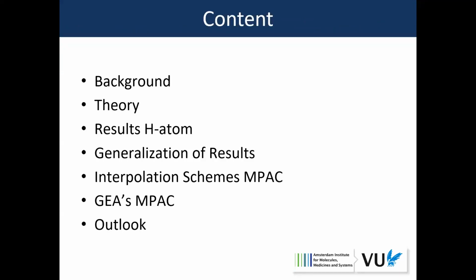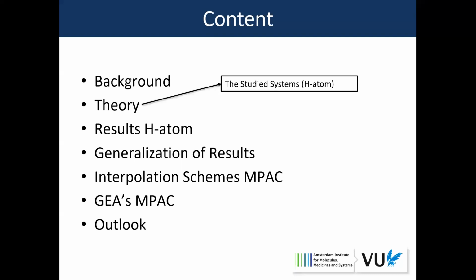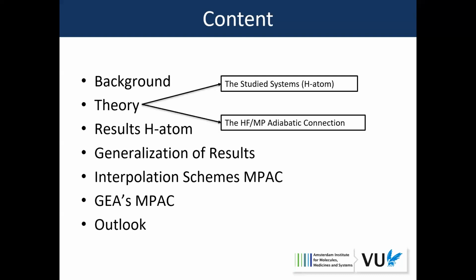I will not go over this fully, but the main results is that we are going to talk about the hydrogen atom. Then we're going to generalize these results as we have done in the paper, and then move on to the interpolation schemes that we have obtained already and look at the GAs of the Moller-Plesset adiabatic connection. So the theory will be split into two parts because we first need to understand why we are looking at the hydrogen atom as a system, and then we will talk about this adiabatic connection in more detail.